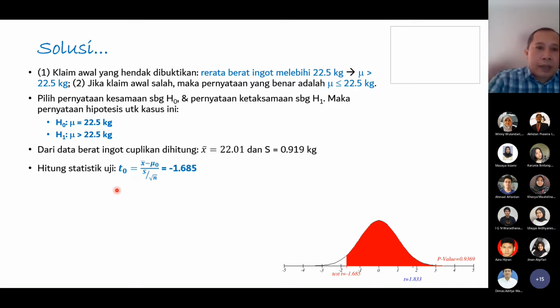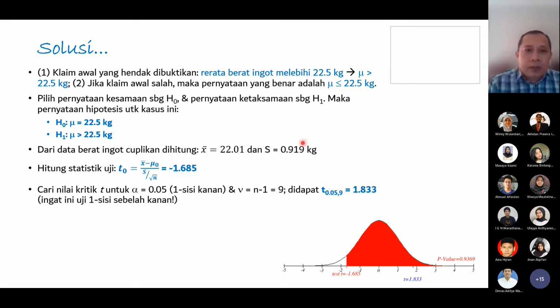Yeah, the x bar is 22.01, mu sub 0 is, of course, this one here. This is the reference value, okay? And S we already have, and n is the sample size, so this would be square root of 10. And we calculate and we obtain minus 1.685, right? And then we find the critical t-value for alpha 0.05.